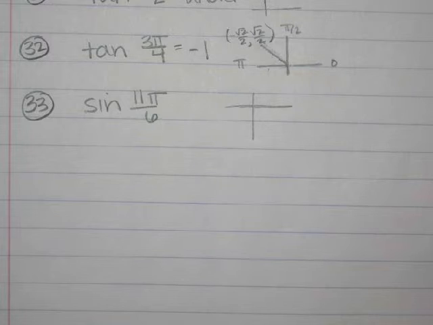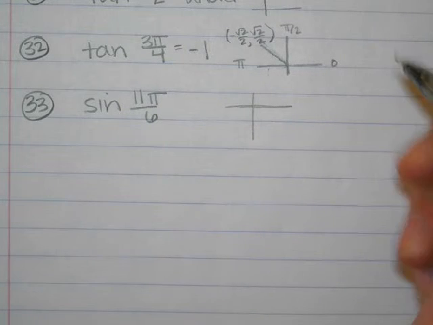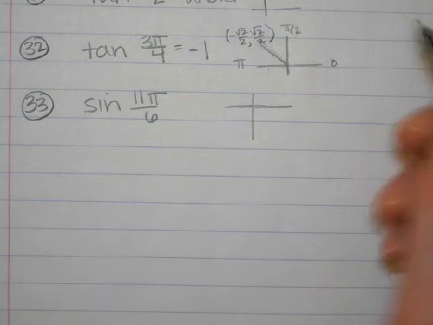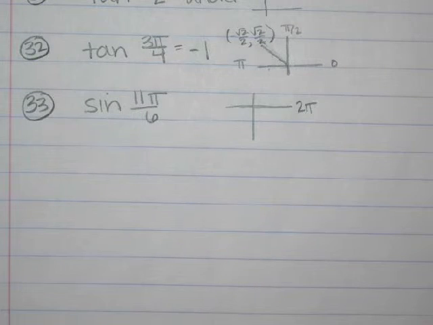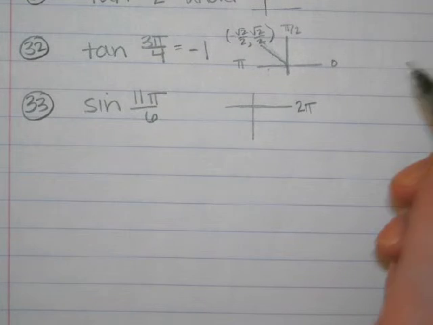It's sine, so it's just the y coordinate. All right, so if we think in terms of 6, 2 pi would be over here, right? 11 pi over 6 would be where? It'd be in the 4th quadrant.